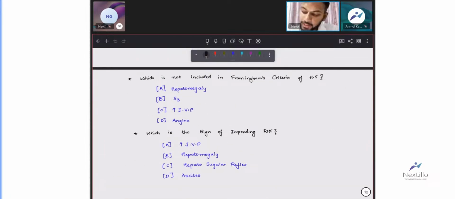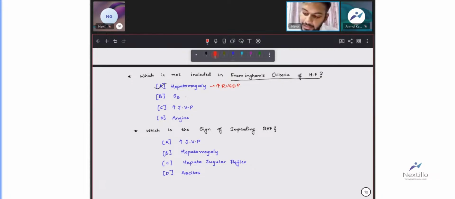So now we'll come to the questions. Which is not included in the Framingham's criteria of heart failure? Is it hepatomegaly, S3, JVP or angina? Hepatomegaly we studied. I told you it is because of increased RVEDP. It is present in Framingham's criteria. S3, I told you, is because of decreased cardiac output and also increased LVEDP. So it is also a part of Framingham's criteria. JVP also we studied. JVP we are getting because of increased RVEDP. So the answer is angina. Good. Angina is the answer. It is not included in Framingham's criteria of heart failure.